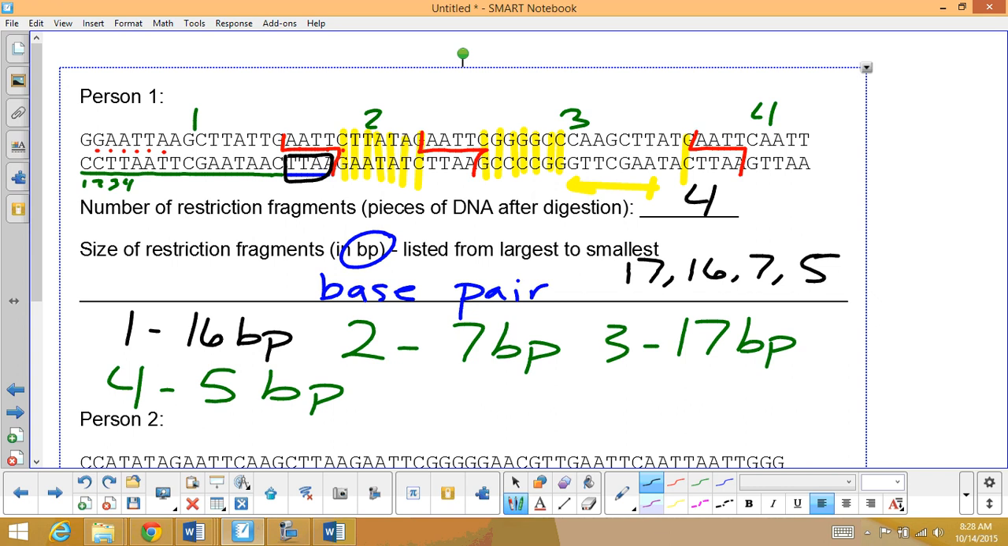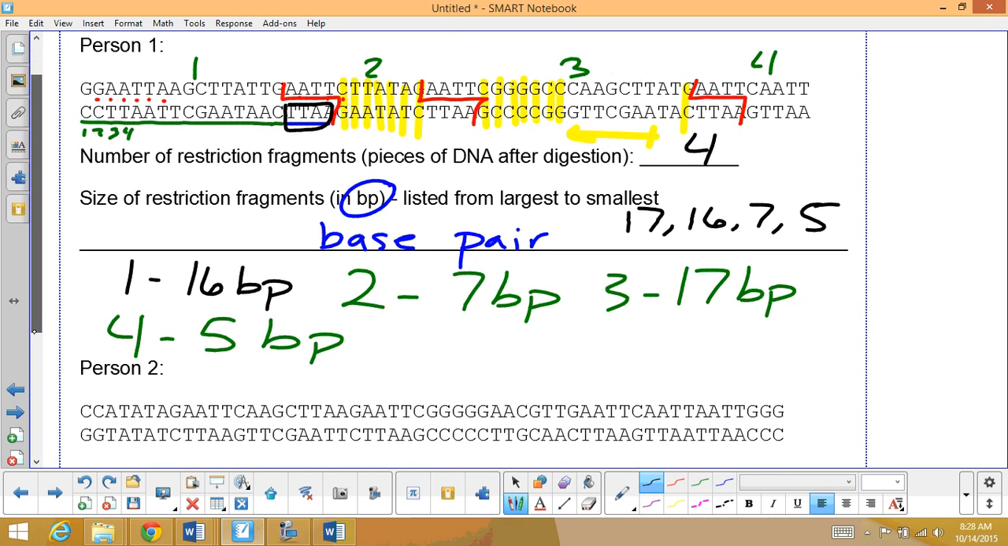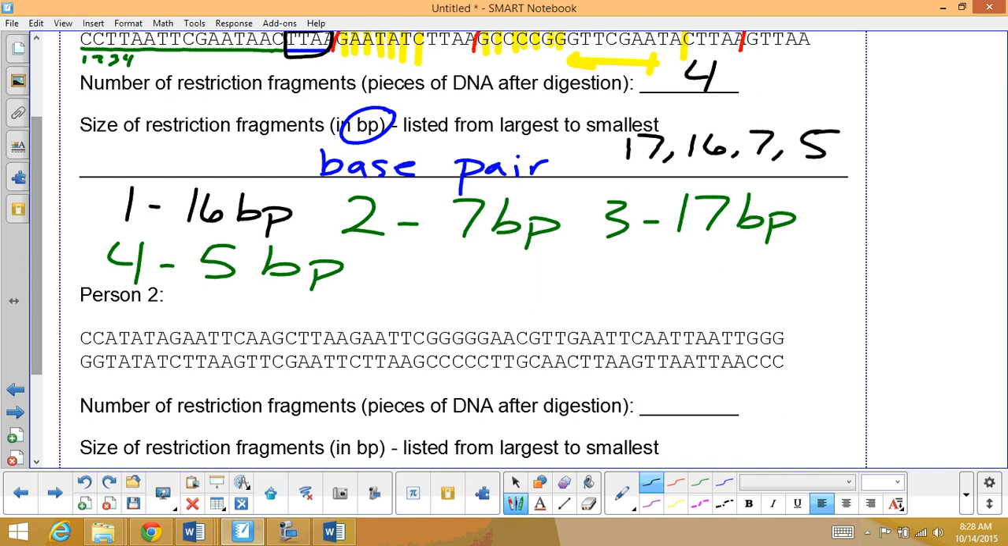So right now I want you guys to work in pairs or individually and do person 2. Same thing. Find the fragments. We're still using EcoRI. So find the number of fragments, then go from largest to smallest, as in how many base pairs they take up.